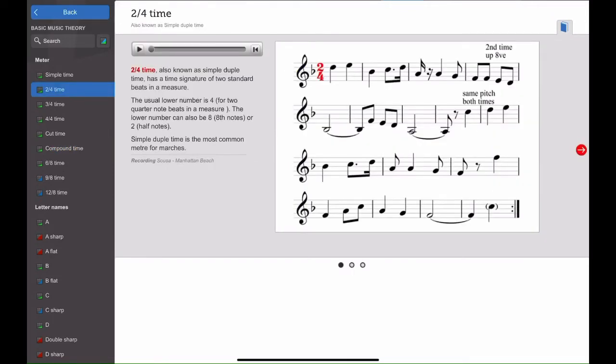2/4 time is also known as simple duple time, and it has 2 standard beats per measure, 2 quarter notes. Now, here is how that sounds.